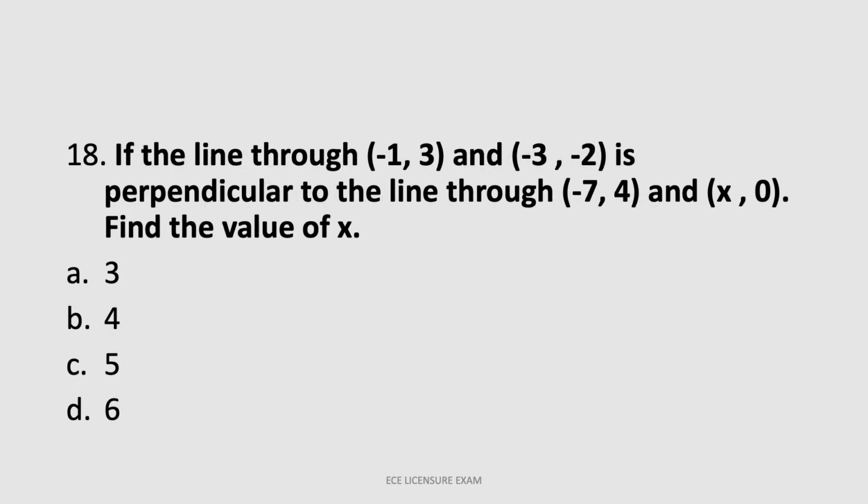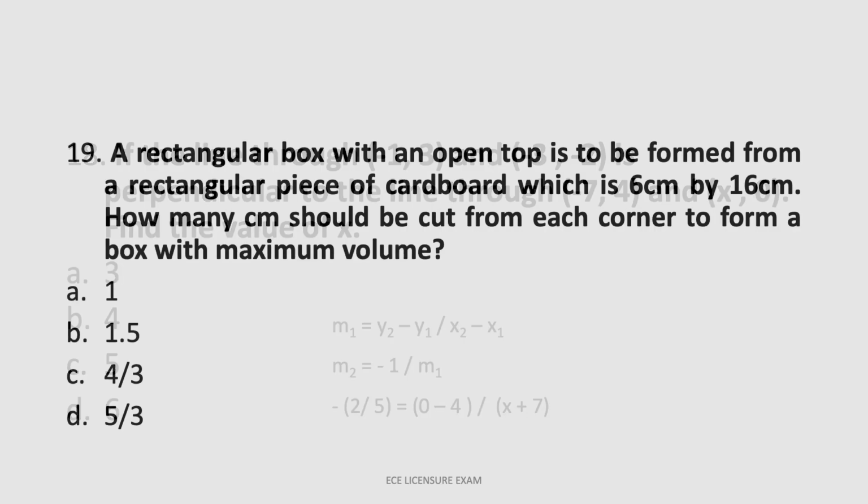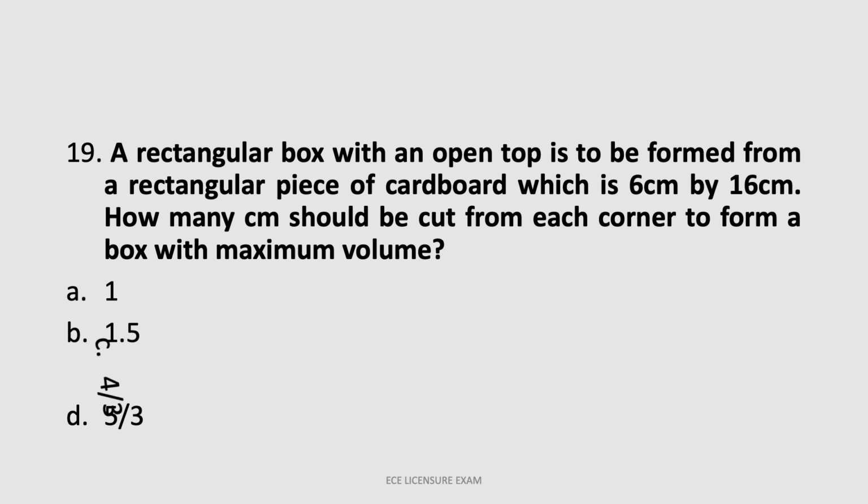If the line through (-1, 3) and (-3, -2) is perpendicular to the line through (-7, 4) and (x, 0), find the value of x. 3. A rectangular box with an open top is to be formed from a rectangular piece of cardboard which is 6 centimeters by 16 centimeters. How many centimeters should be cut from each corner to form a box with maximum volume? 4/3.